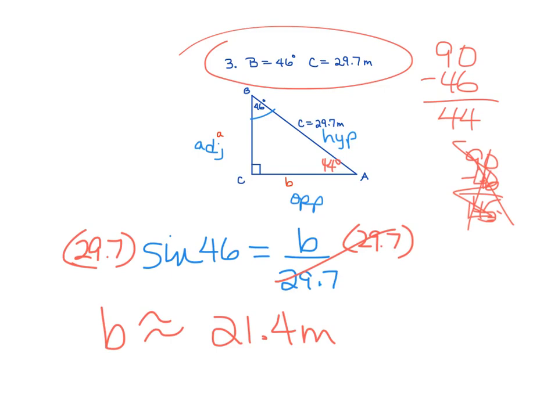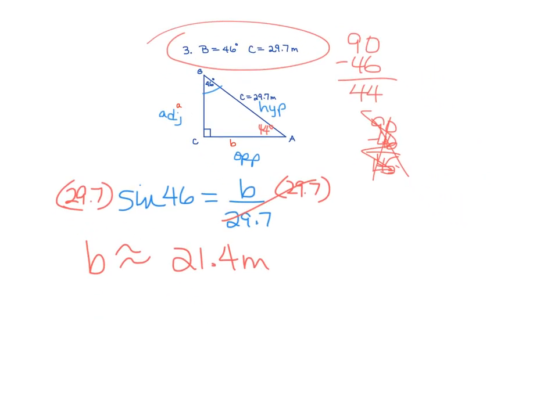Wait, so why do you have to find 44 in the first place? Because you have to fill in every single missing angle. Okay, I wasn't sure. I thought you just wanted us to solve the sides, A, B, and C. Yeah. So whenever it says to solve the right triangle, you're looking for every missing piece.